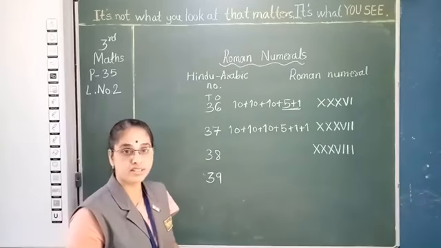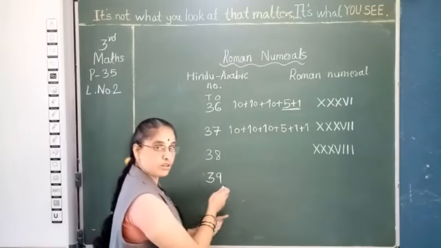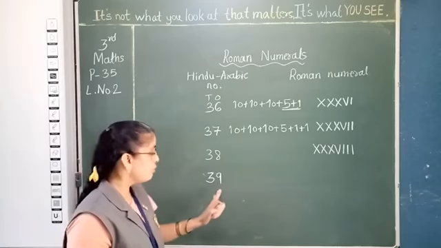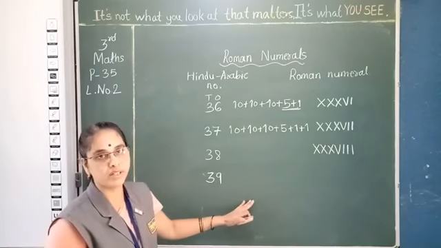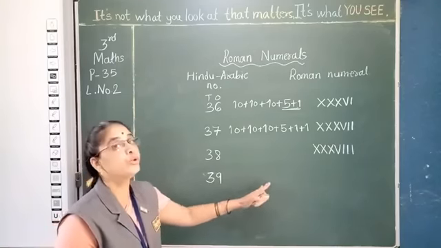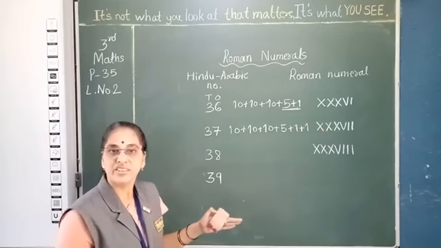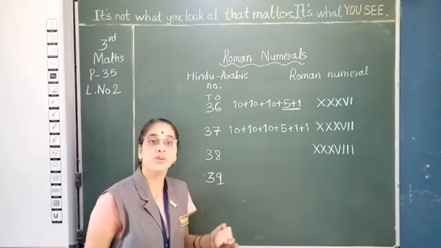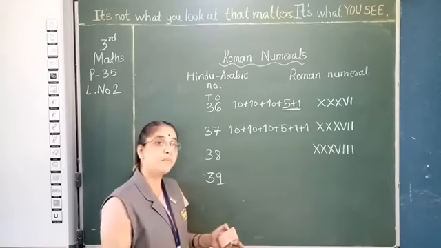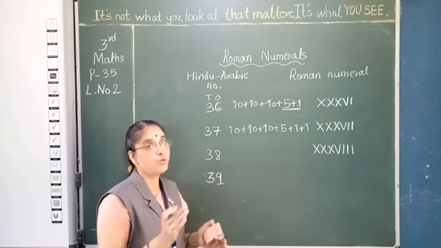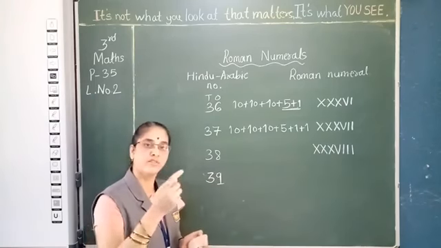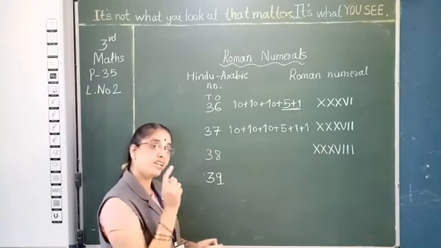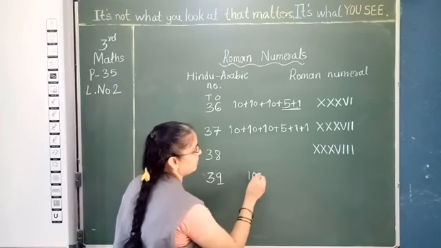How are we going to represent this number 39? Here also 10 plus 10 plus 10 plus 5. Are you going to add 1 four times to get the number 9? No, because we are not going to use I more than 3 times. So what are you going to do for 9? We have already learned that 9 is the predecessor of 10. When we subtract 1 from 10, we get the answer 9.